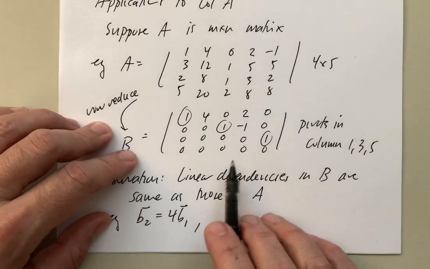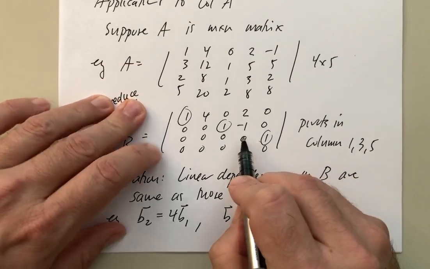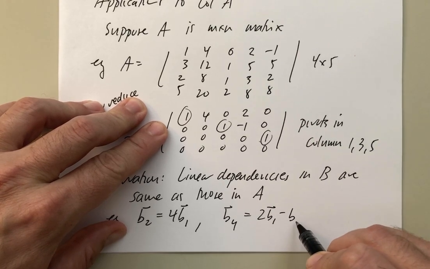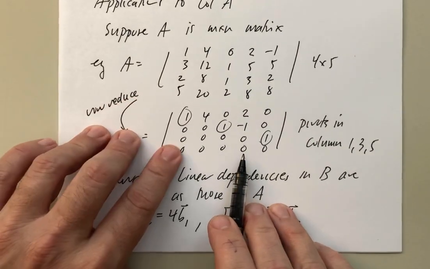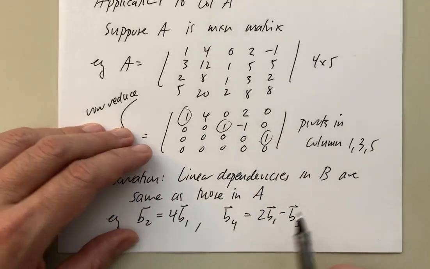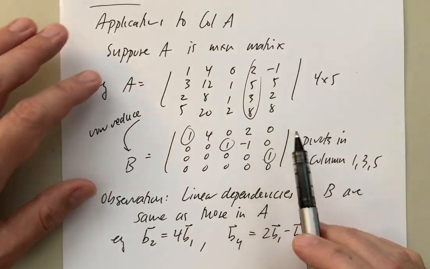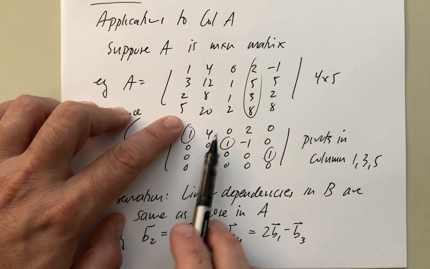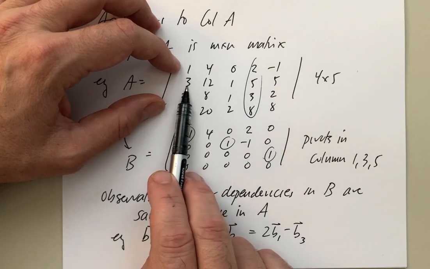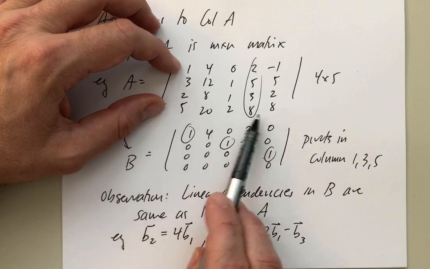And another one that you could see is that if I look at B4 here, the fourth column, that's clearly twice B1 minus B3. If I look at this vector, it's twice this minus once that, because these are just those standard basis vectors. And notice that the same thing happens. So if you look at the fourth column here, it's going to be twice A1 minus A3. So twice this guy minus this. So, 2 is 2. 2 times 3 minus 1 is 5. 2 times 2 minus 1 is 3. 2 times 5 minus 2 is 8.